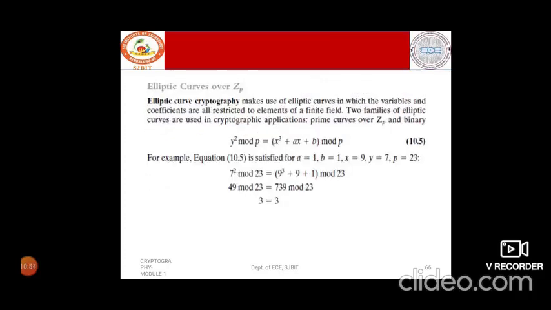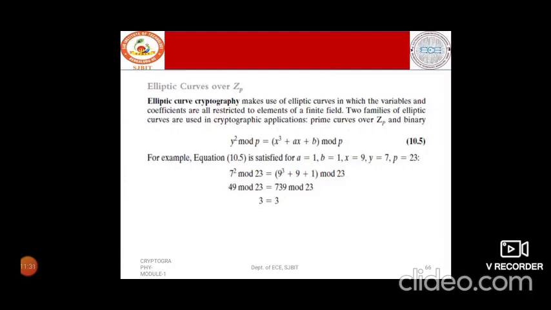Next is elliptic curves over Zp. Here elliptic curve cryptography makes use of elliptic curves in which the variables and coefficients are all restricted to elements of a finite field. Two families of elliptic curves are used in cryptographic applications: prime curves over Zp and binary curves over GF(2^m).